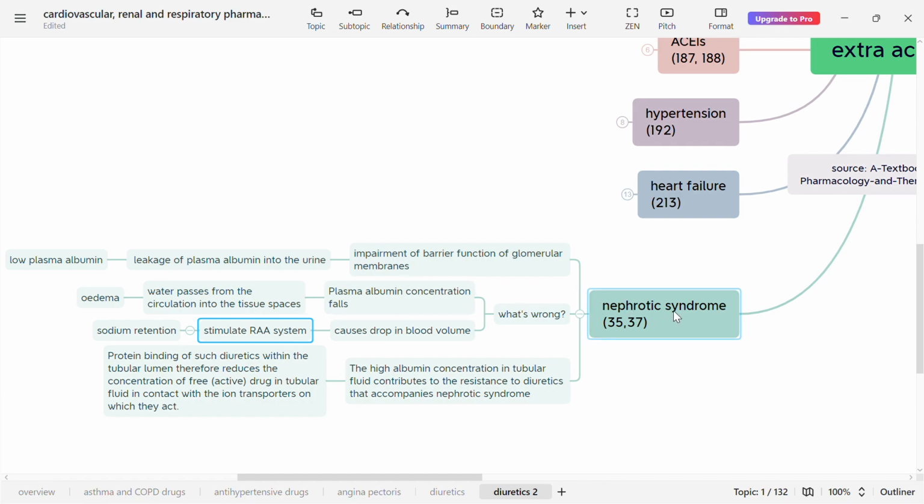So about nephrotic syndrome also, the high albumin concentration in tubular fluid contributes to the resistance to diuretics that accompanies nephrotic syndrome. And also protein binding of such diuretics within the tubular lumen therefore reduces the concentration of free drug, which is the active drug, in tubular fluid in contact with the ion transporters on which they act.